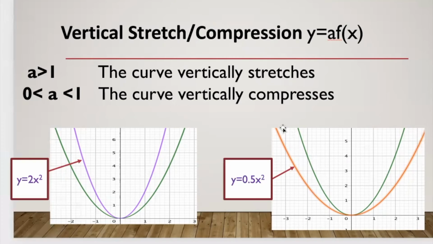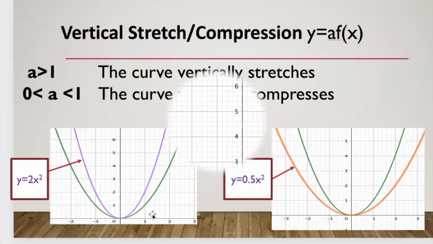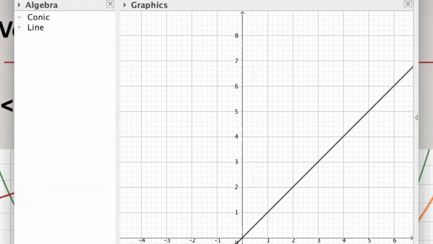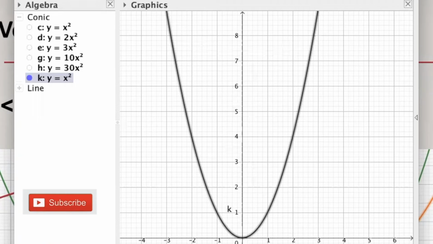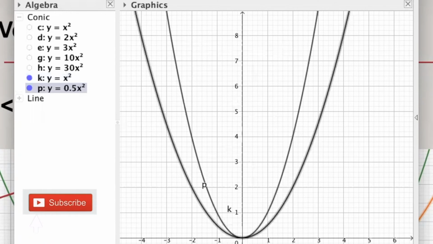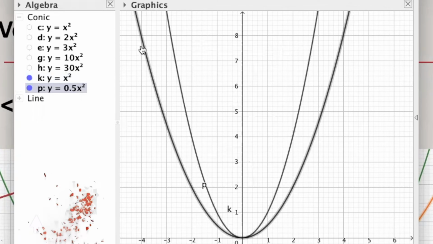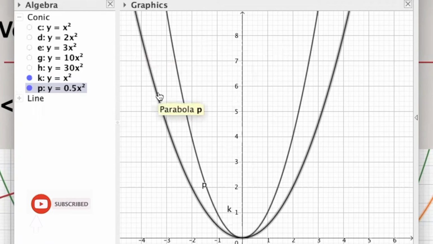Now the vertical compression, here we have a to be 0.5. What is happening is that the y values are decreasing. They're getting closer and closer to the x-axis. So it's like the curve is flattening and going towards the x-axis. For example, we have y equal x squared, and then I have y equal 0.5 x squared. You can see it's getting closer and closer to the x-axis. It's like it's flattening.